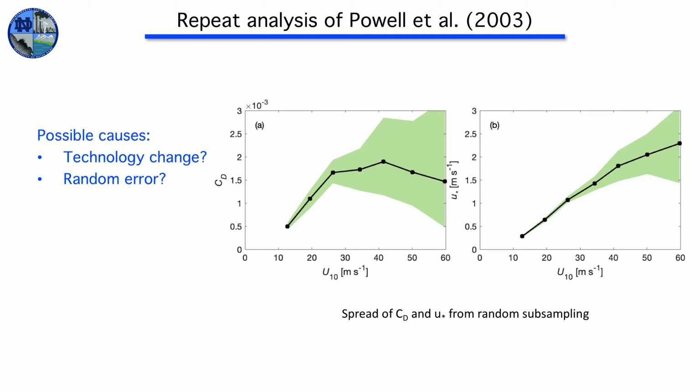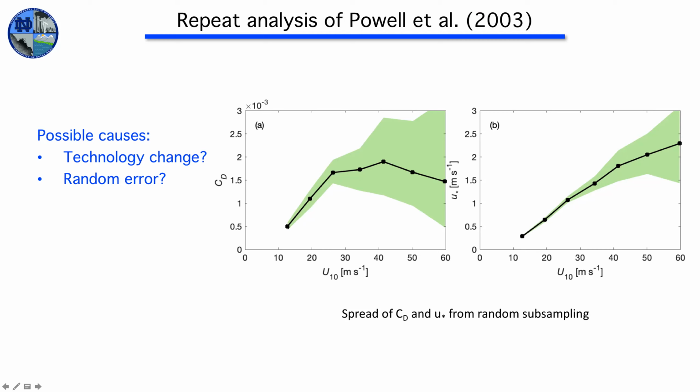If we take the entire set of dropsondes that we have, and we just simply subsample. We say, all right, let me just break it randomly up into thirds and calculate the CD U10 and the U star U10 relationships using these random samples. We repeat this 20 times. The green shading is the range of CD U10 relationships that you can get from randomly subsampling the entire data set. And so what this is saying is that you could actually get a CD U10 curve that looks like this.